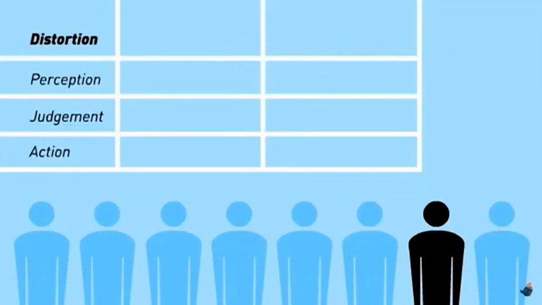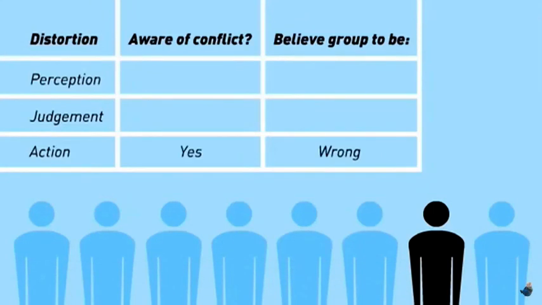Asch proposed that conformity could be explained by distortions occurring at any of three levels: perception, judgment, and action. At the action level, subjects believe the majority are wrong, but go along anyway. At the level of judgment, subjects perceive there is a conflict, but reject their own judgment, concluding the majority are right. At the level of perception, subjects' perceptions are genuinely distorted by the majority answers.